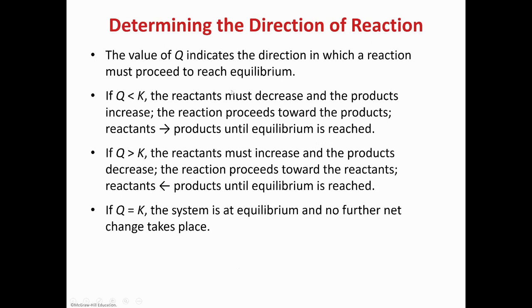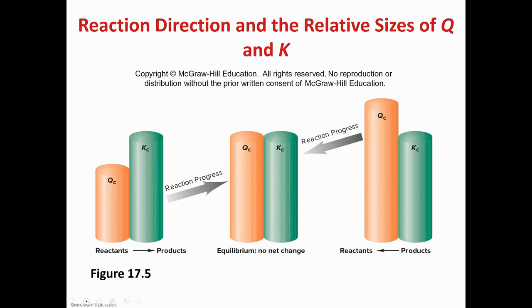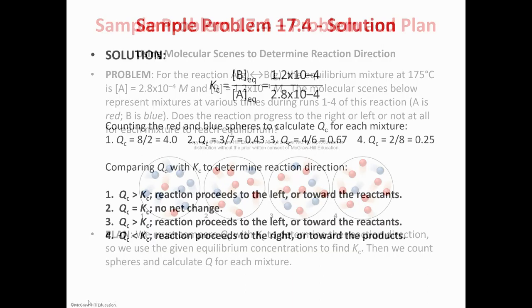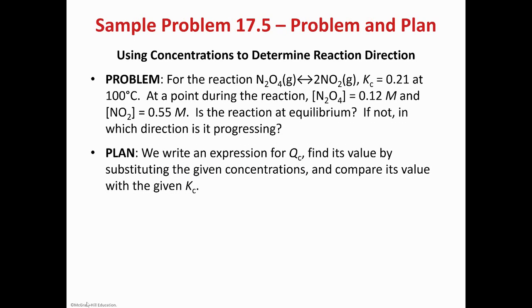Okay. I'm going to talk about this slide in just a second. So let me click. Let's do an example. And I'm going to get to the example problem here in a second. Okay, this is the one that I want to do. Here's a reaction, same one, N2O4 to 2NO2 gas. Kc is 0.21 at 100 degrees. Okay, so let's talk about that.